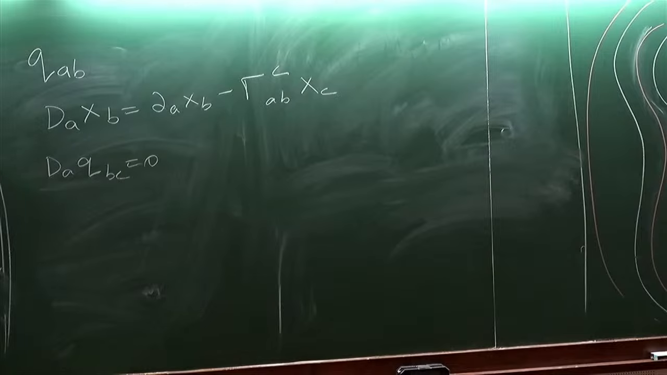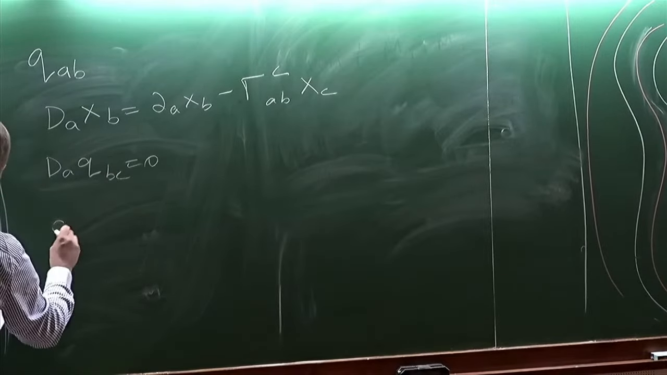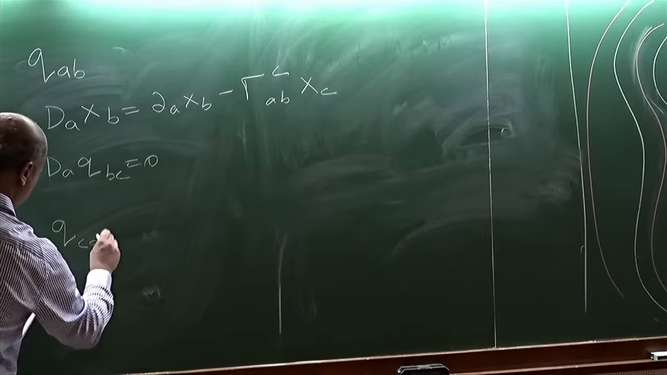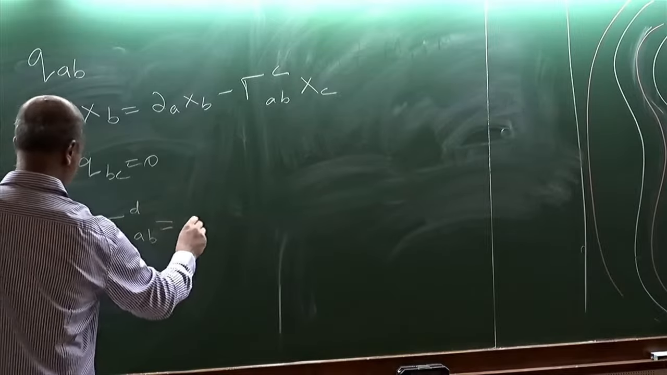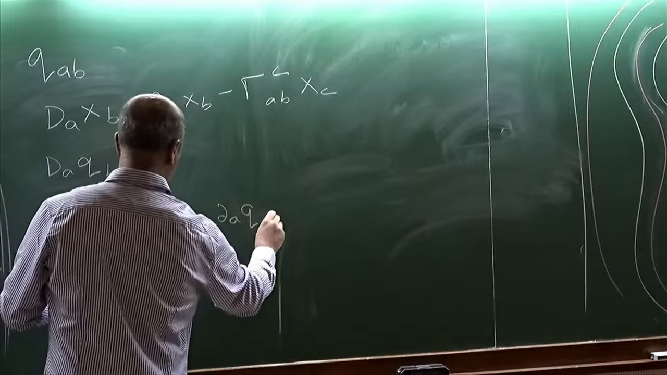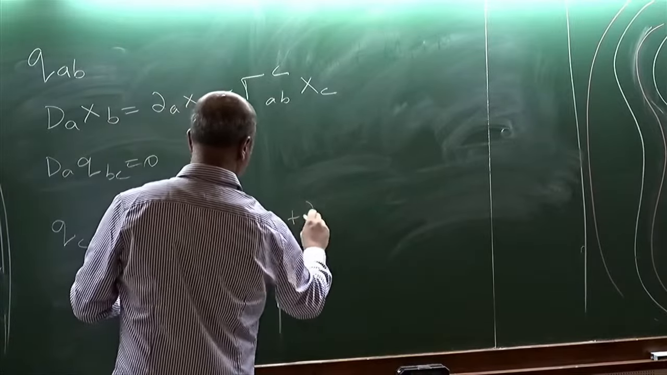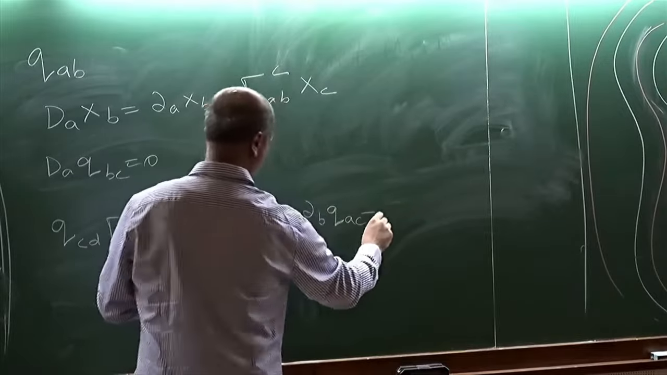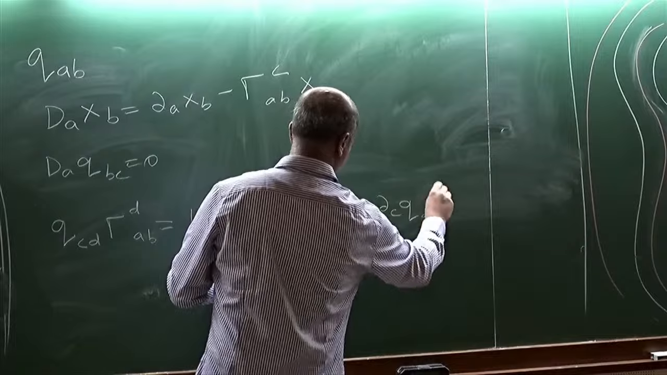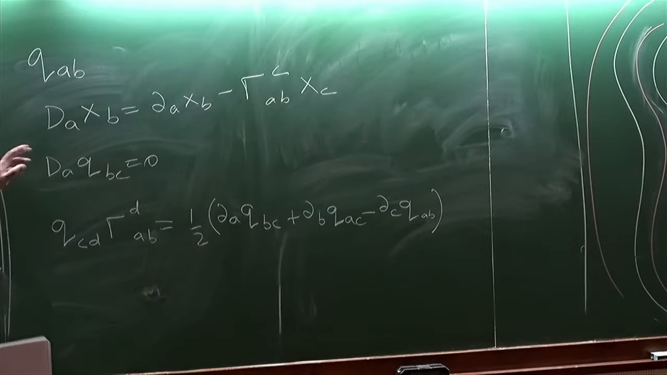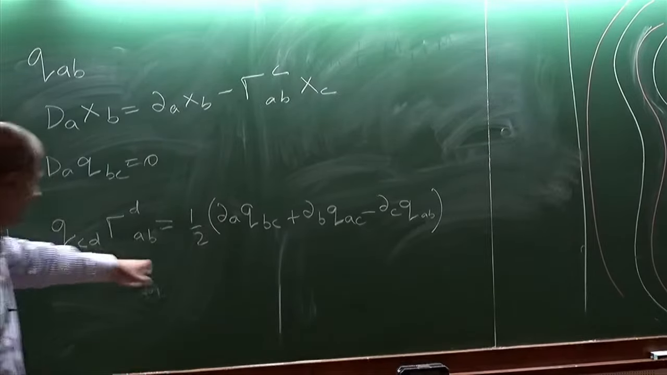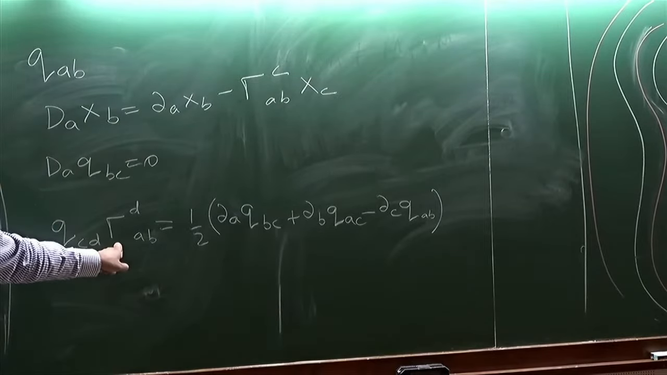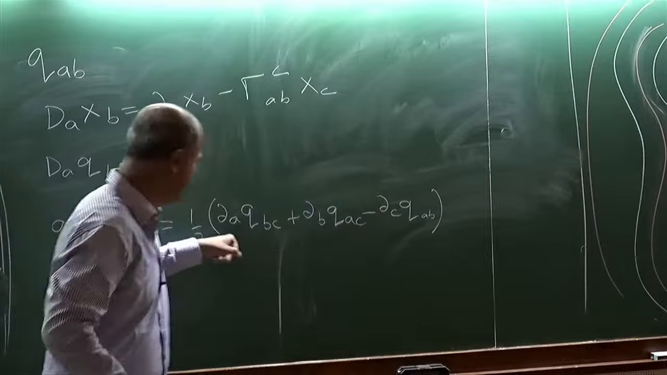You can do the same thing here. Let's say we did that. Then you will find the following relation: q_CD Gamma^D_AB equals 1/2 of the usual combination of derivatives. So with the standard manipulations like in the usual GR case, you will find an expression of this kind which should determine these gammas. These terms are exactly like in the Christoffel symbol.